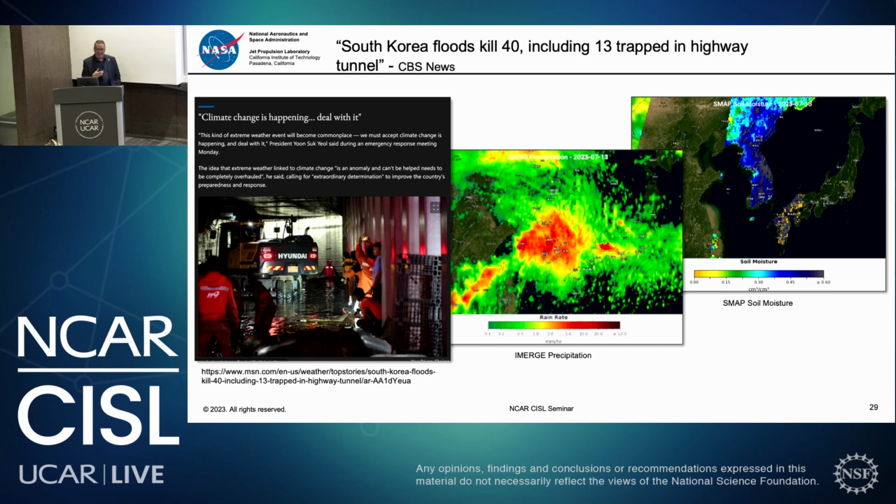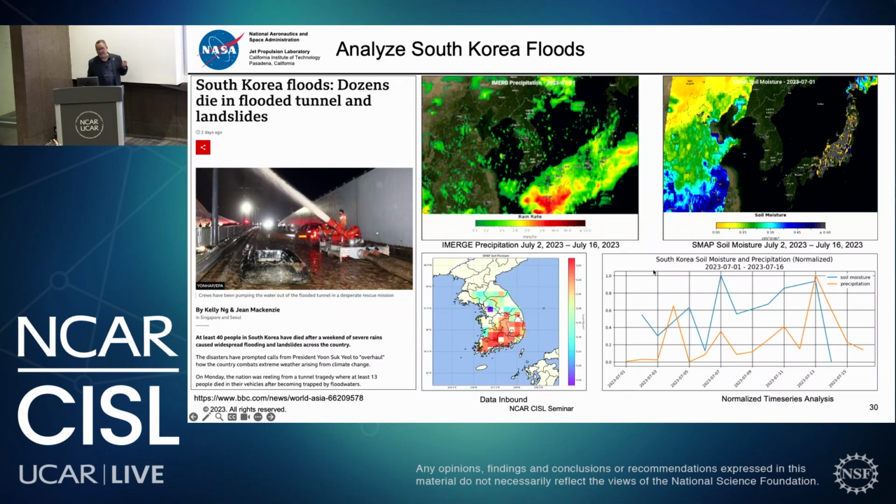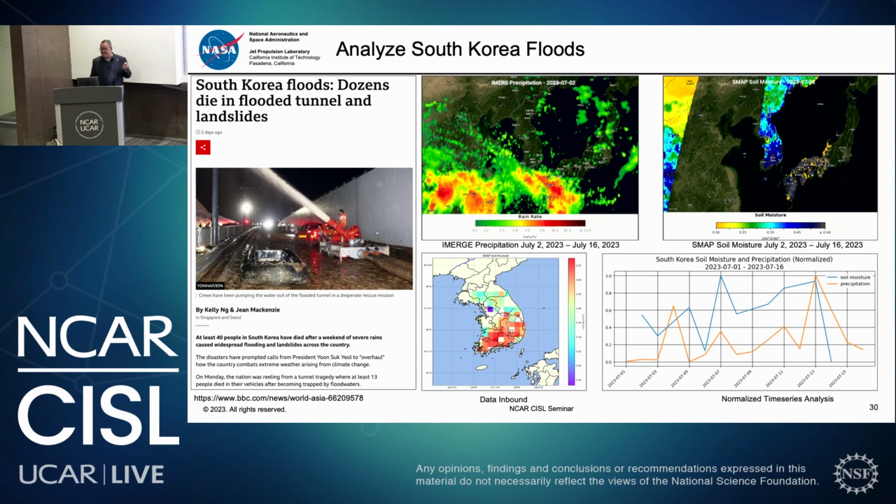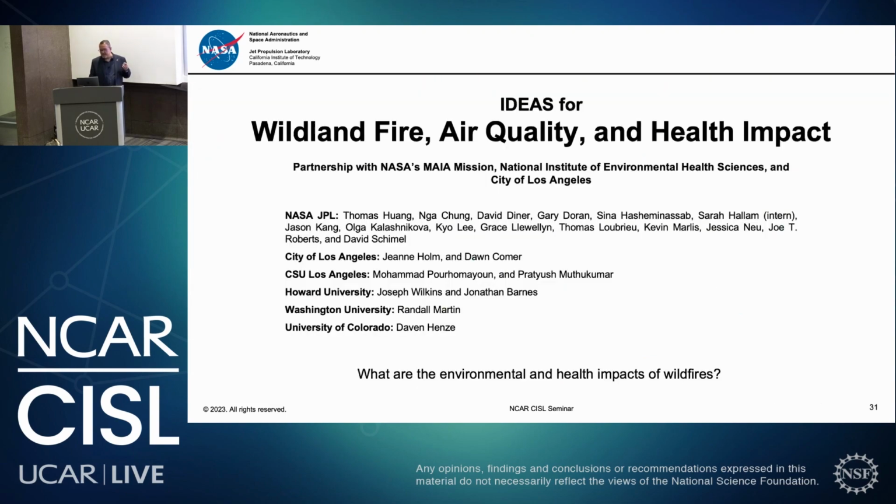Of course, recently there was a flood event in South Korea, where people got trapped in the tunnel. The tunnel got flooded and people drowned in the tunnel, right? We were able to quickly pull in the precipitation information. We also pulled in the soil moisture data from the SMAP mission, and we can generate the analysis to look at how saturated the ground is over there. So this is what we did with flood, right?